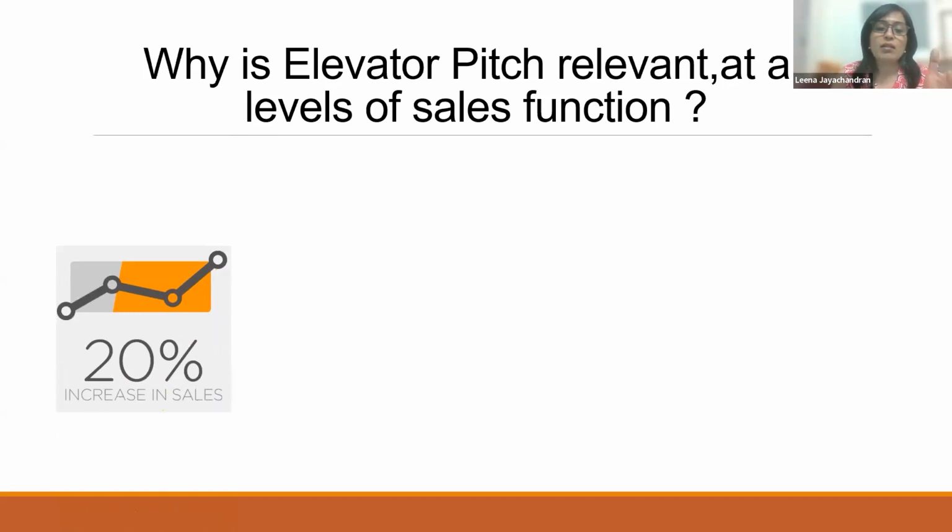Research says there has been a 20% increase in sales when you have the right elevator pitch at all levels of function. So when you're closing a larger deal, at any level, if it's a CEO talking to a CEO, a CFO talking to a CFO, or mid-management talking to a CFO, whatever the levels of function we play roles in, when they have the right elevator sales pitch for the other person, there is a 20% increase in sales.